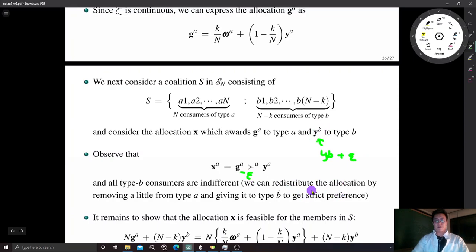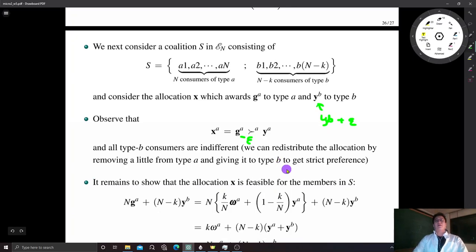So we can redistribute the allocation by removing a little from type A and giving it to type B to get strict preference for type B, so as to make every consumer in this coalition strictly happier. All right, now we have shown that the first condition of the core is satisfied. Every member inside the coalition strictly prefers the new allocation to the previous one.